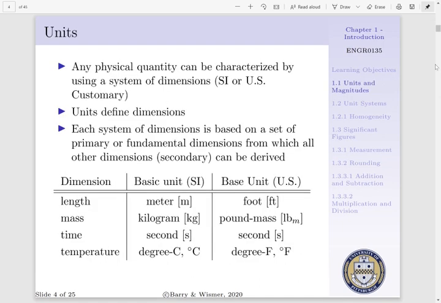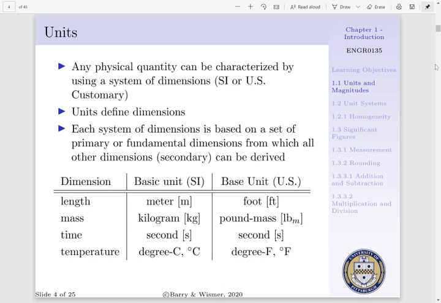Now, let us begin. We first have to talk about units. Any physical quantity can be characterized by using a unit system, and we have two unit systems, the SI unit system or the US customary unit system. Now, this physical quantity is going to have a numeric value that represents its magnitude and units that define its dimensions. Now, each of these systems, the SI and US customary, is going to be based upon a set of primary or fundamental dimensions from which we derive all other dimensions. All other derived dimensions are referred to as secondary units.